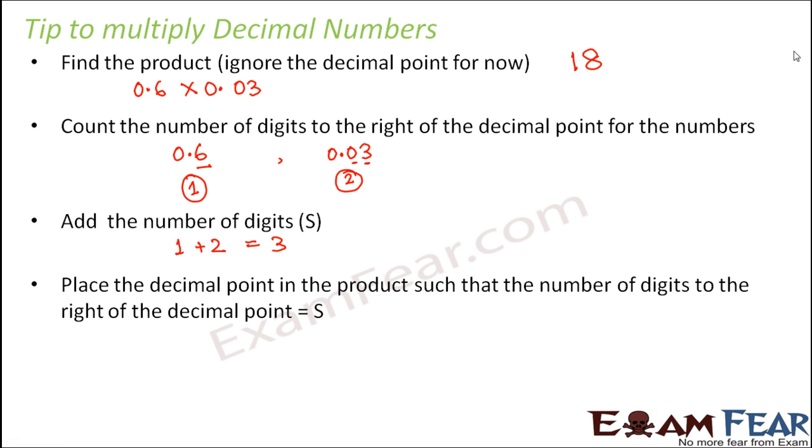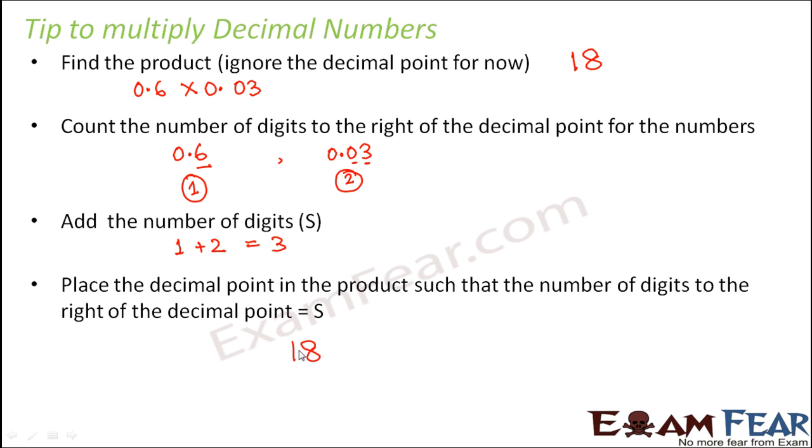Now is the final step. Here we place the decimal point in the product such that the number of digits to the right of the decimal point is equal to s. What was our product? The product that we had calculated was 18. Now we have to place the decimal point in such a way that the number of digits after the decimal point is 3. So where will you place the decimal point?